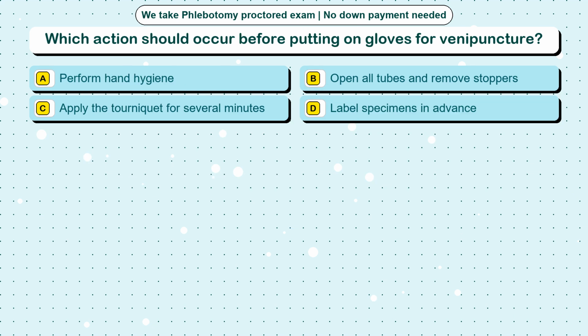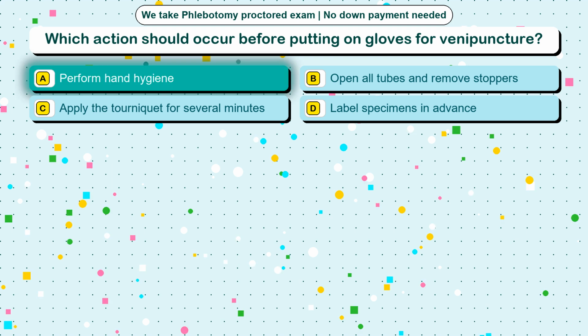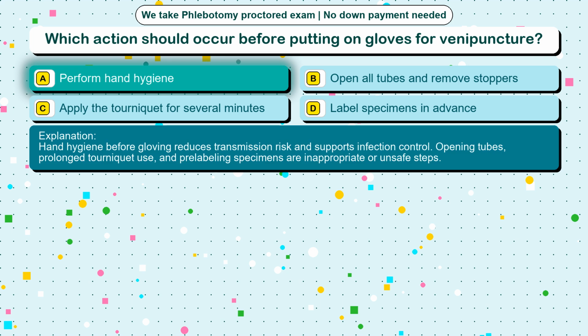Question 33. Which action should occur before putting on gloves for venipuncture? Option A. Perform hand hygiene. Option B. Open all tubes and remove stoppers. Option C. Apply the tourniquet for several minutes. Option D. Label specimens in advance. The correct answer is option A. Perform hand hygiene. Hand hygiene before gloving reduces transmission risk and supports infection control.